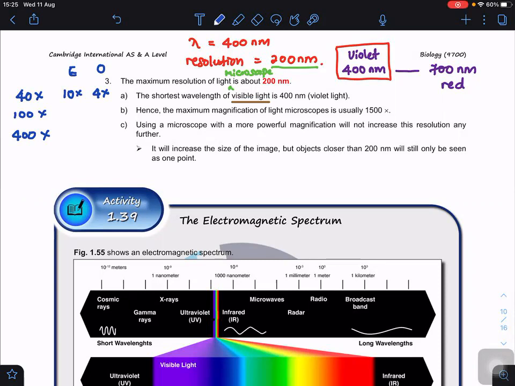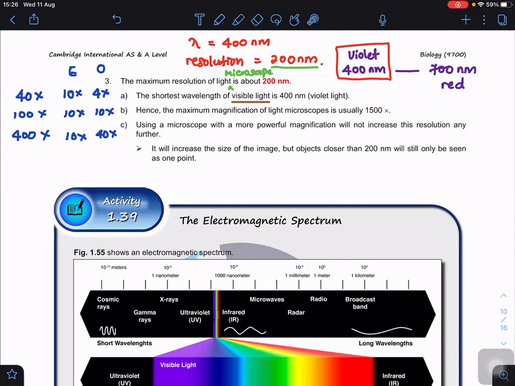For 100 times, you don't change the eyepiece, but you raise the objective lens to 10 times. So you get 100 times. You can continue using the 10 times eyepiece with a 40 times objective lens to get 400 times, which is the max that we use in our lab. 1,500 is too high, and actually you won't see much detail. So generally, we use up to 400 times.